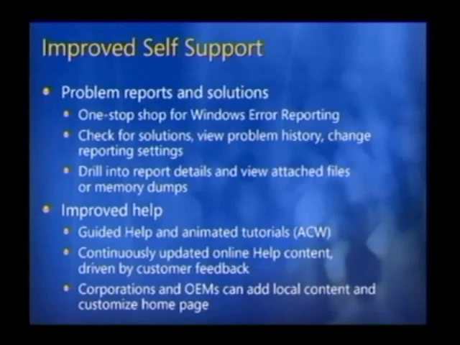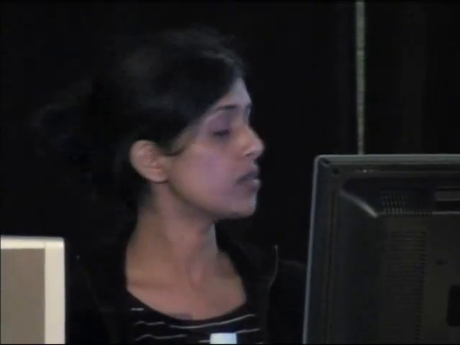So with that, we'll go to the third section of the talk on how users can support themselves and fix more disruptions on their own. There are two key areas here. The first is problem reports and solutions. If a user is having a lot of problems on their machine, experiencing a lot of crashes or hangs, they can go into the problem reports and solutions, look at a history of all the problems they've had and also check for solutions. We'll show you a demo, which will give you a clearer idea of the capabilities there.